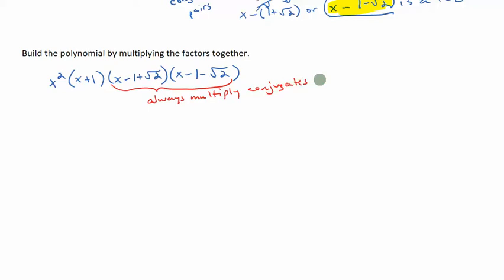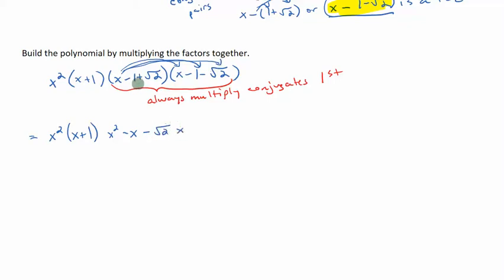If you don't, it gets really messy. It gets kind of messy anyway, but it gets really messy if you don't do that first. So what we have here is x squared times x plus 1, and then I've got to distribute all of this. So x times x is x squared, x times negative 1 is negative x, x times negative square root of 2 is negative square root of 2x.